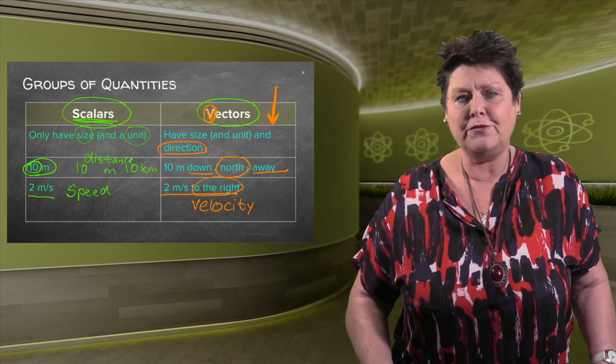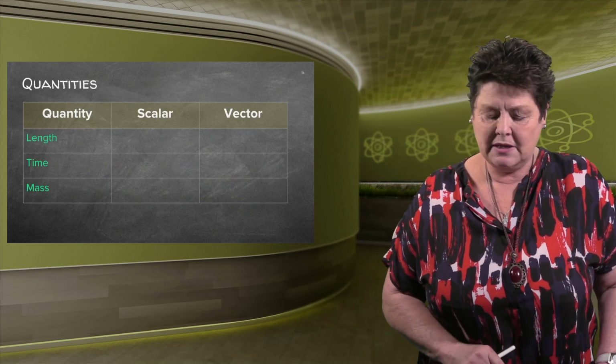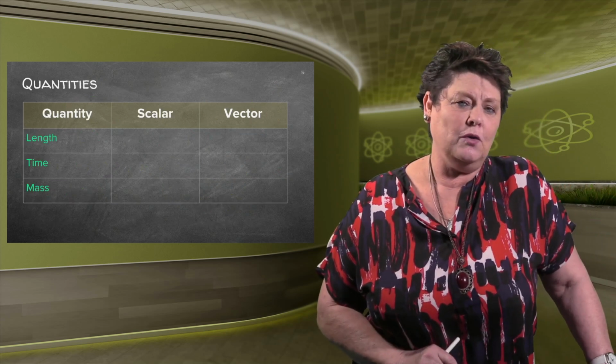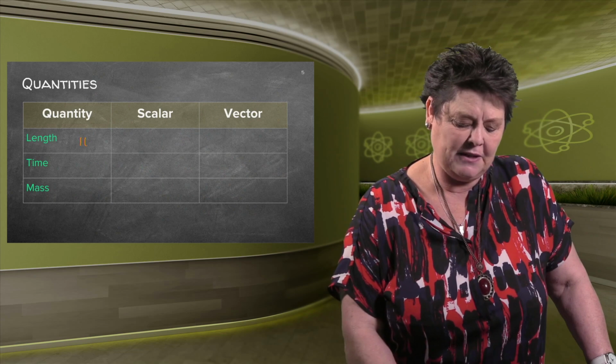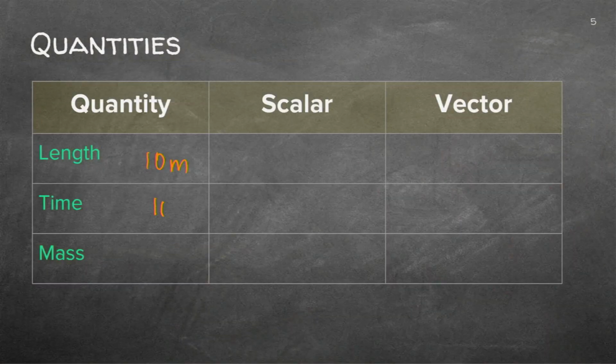And we'll do quite a few of these quantities. If I am asking you a length of 10 meter, a time of 10 seconds, or a mass of 10 kilograms, will that be scalar or vector quantities? You could clearly see I never indicated any direction. So I'll have a scalar length, a scalar time, and a scalar mass.